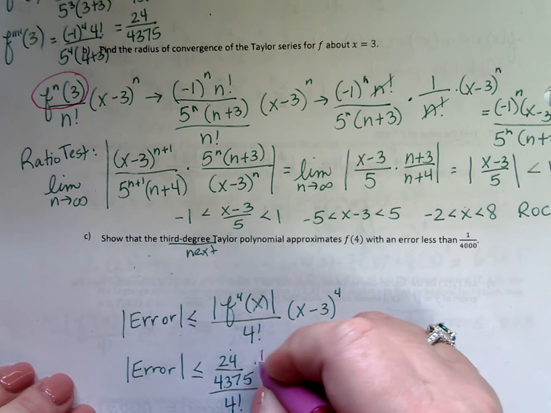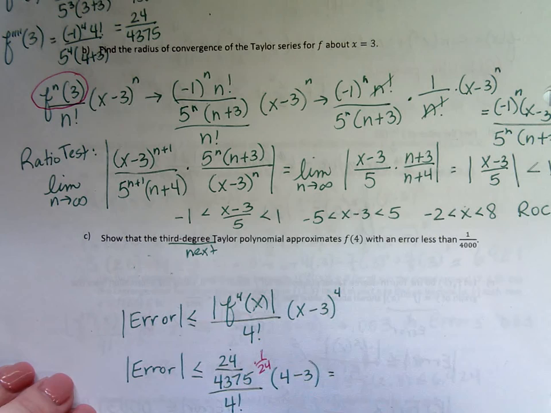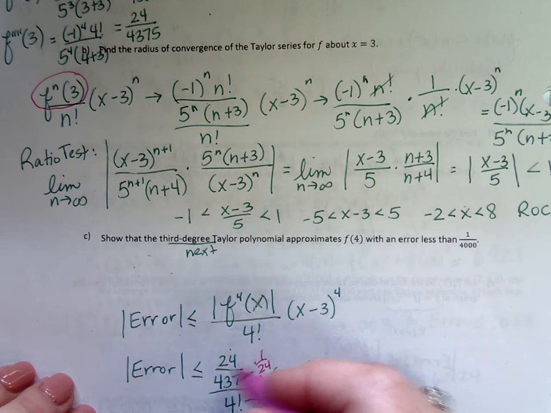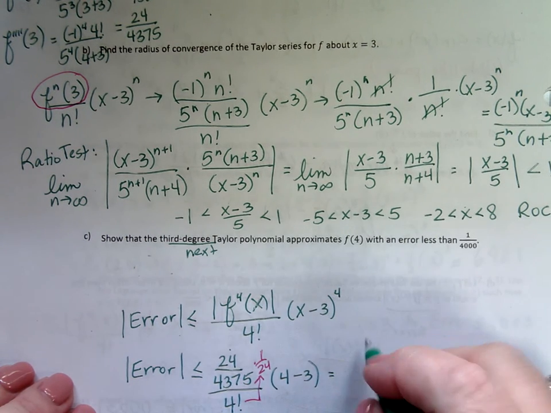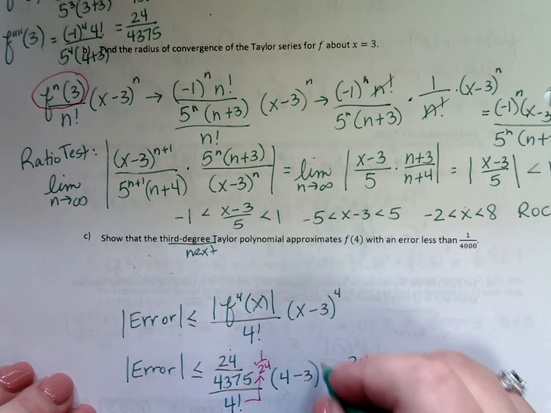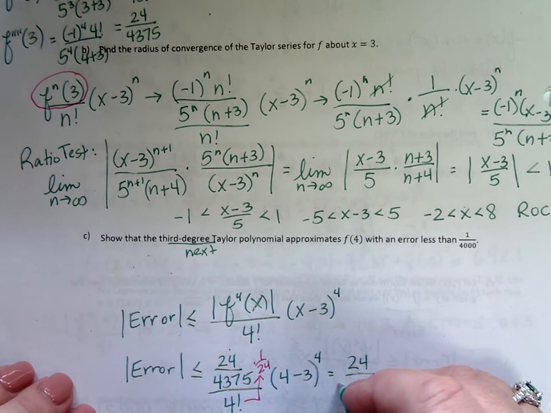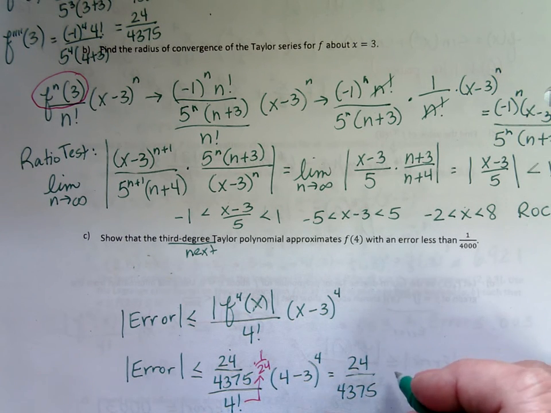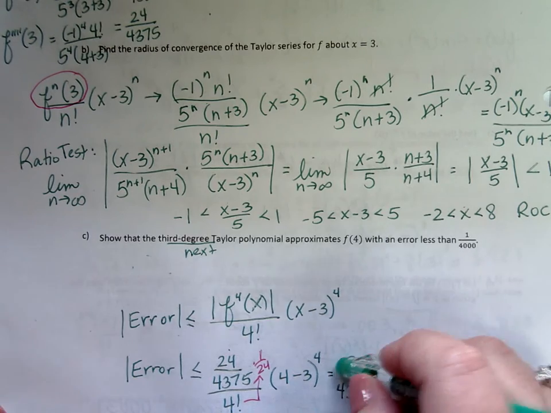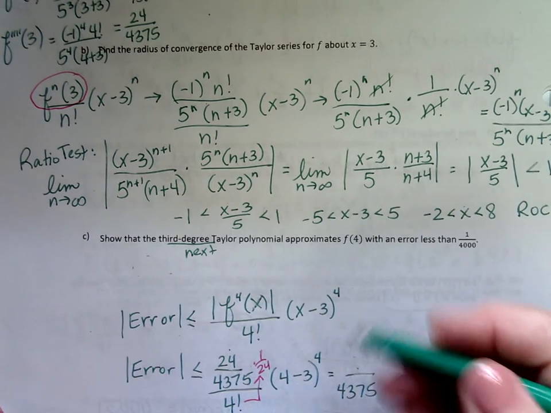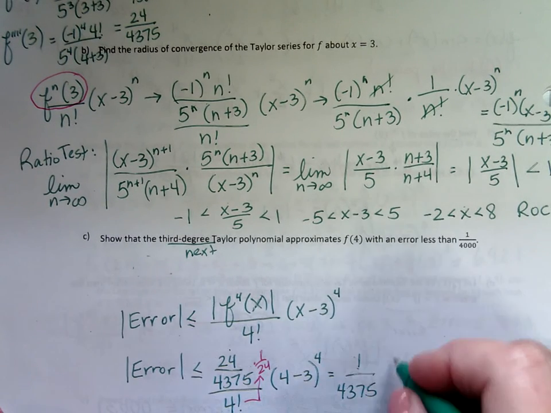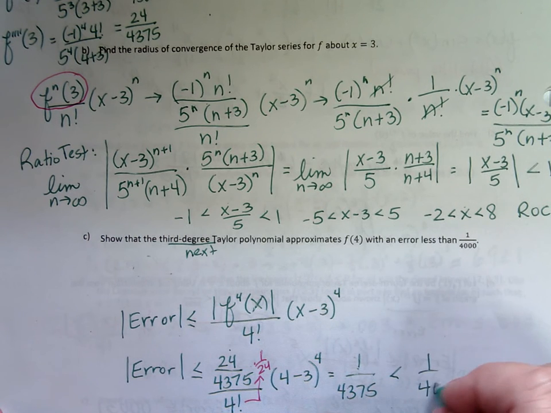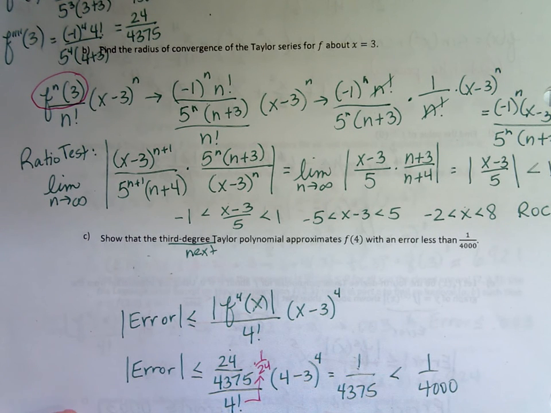So really this is what I'm multiplying by, which cancels my 24s. By the way, this is to the fourth power: 24 over 4375 times 1, since 4 minus 3 is 1, and 1 to the fourth is 1. The 24 is canceled, so I have 1 over 4375. Is that less than 1 over 4,000? The answer is yes, because it's a bigger denominator, smaller number. That takes care of example number 5.